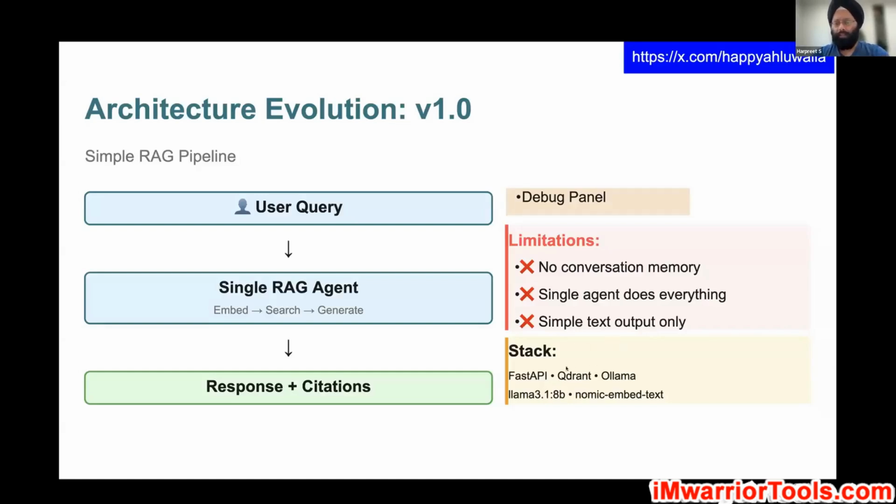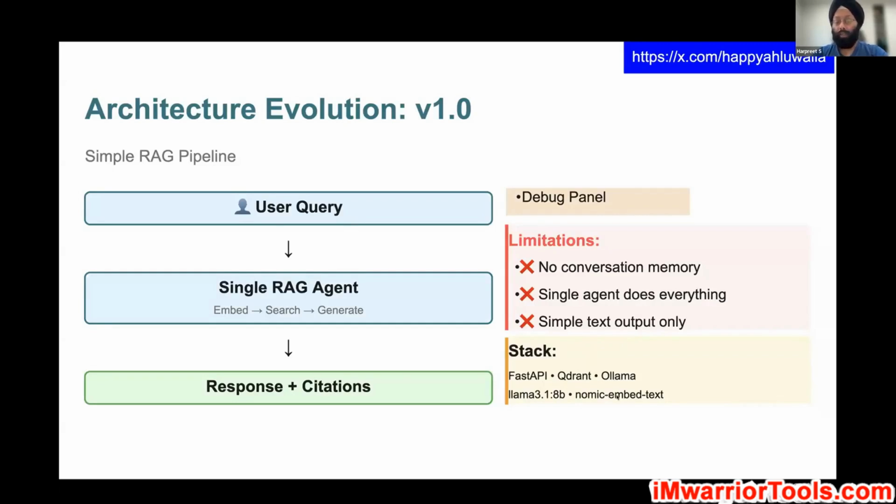And my stack was simple: FastAPI, Qdrant as the vector database in the background, and Ollama was the tool that I was using for hosting all my LLMs, right? The model was Llama 3.1 8B, but on my local machine it was 3B. Obviously, my local machine is not that strong. And the embedding model I used was Nomic Embed Text.